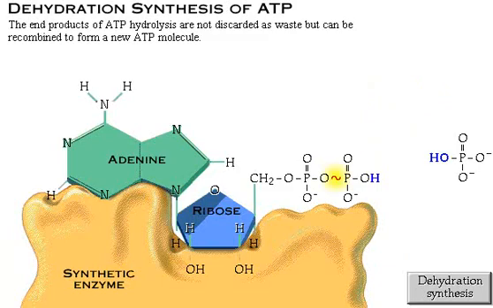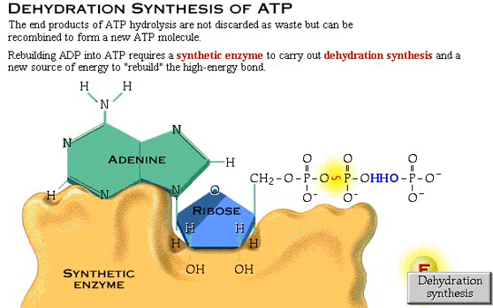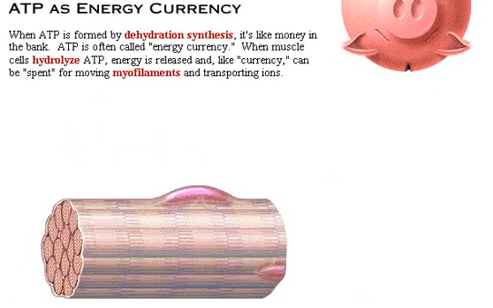The end products of ATP hydrolysis are not discarded as waste, but can be recombined to form a new ATP molecule. When ATP is formed by dehydration synthesis, it's like money in the bank. In fact, ATP is often called energy currency. When muscle cells hydrolyze ATP, energy is released and, like currency, can be spent for moving myofilaments and transporting ions.